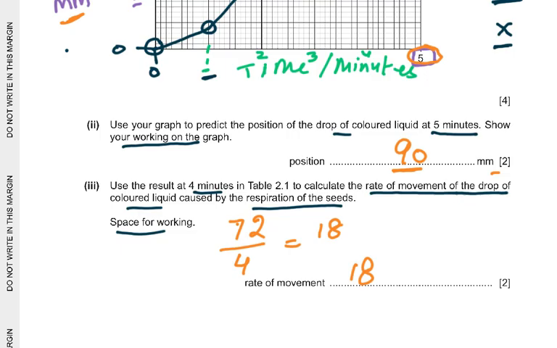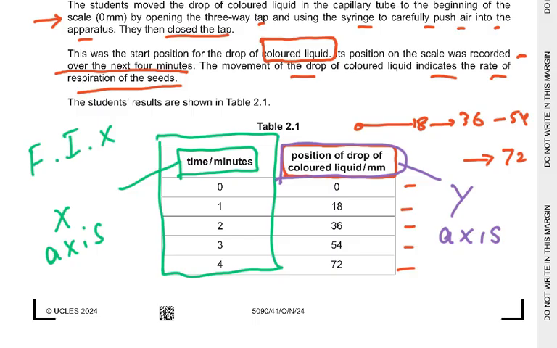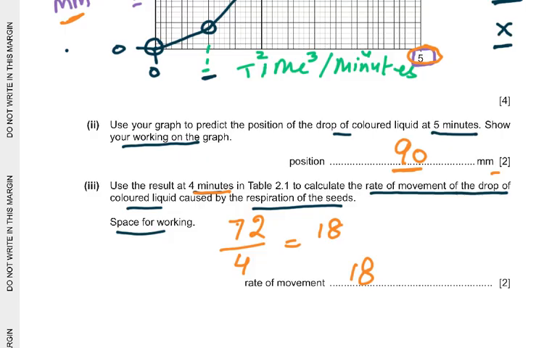Then it says use result at 4 minutes. So at 4 minutes, what was the reading? It was 72. So if you go back to here, 72 divided by 4, because rate means rate of the movement, means per unit time. So it would be 18, but there were only 2 marks for it. You won't get 2 marks for this. What were you supposed to write? You're also going to write millimeter per minute.